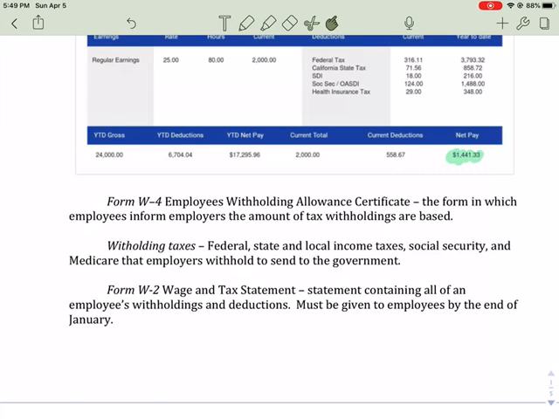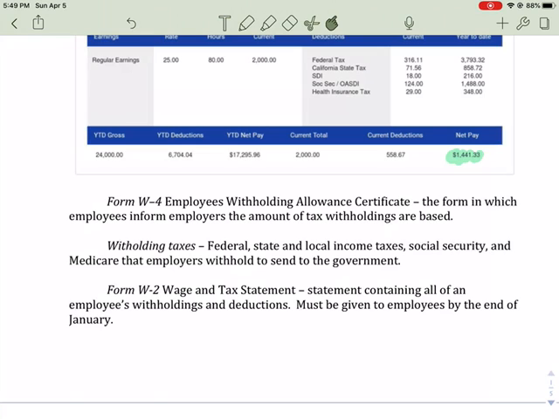Withholding taxes are like your federal tax, your income tax, Social Security, Medicare, things that employers withhold to send to the government. So instead of taking it out all at once, they take it out every paycheck so that they can send it to the government.